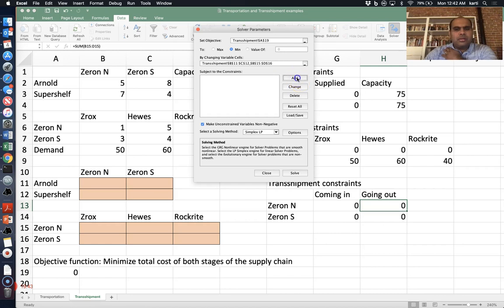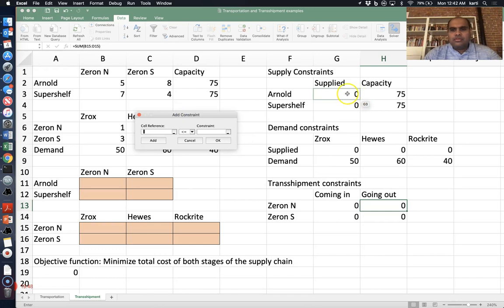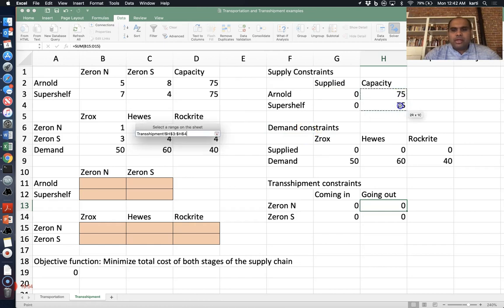I'm going to add constraints just like last time. So supply constraints are going to be less than or equal to: everything that is supplied has to be less than or equal to the capacities at those locations. So the supply constraint will be G3 to G4 less than or equal to H3 to H4 for me. I'm going to click on add.